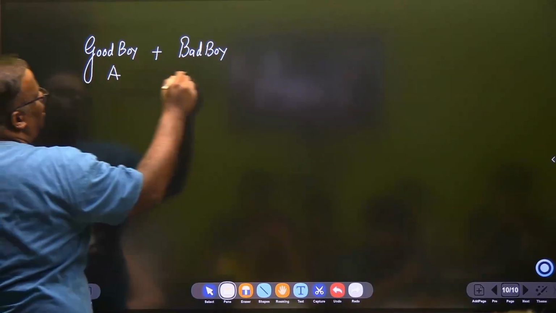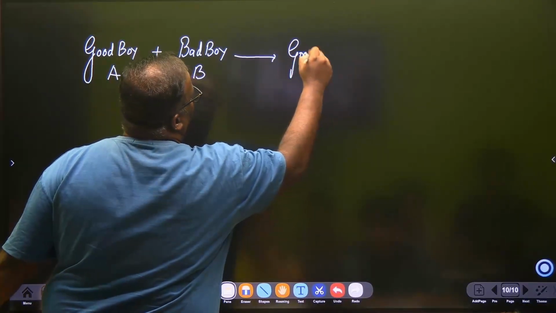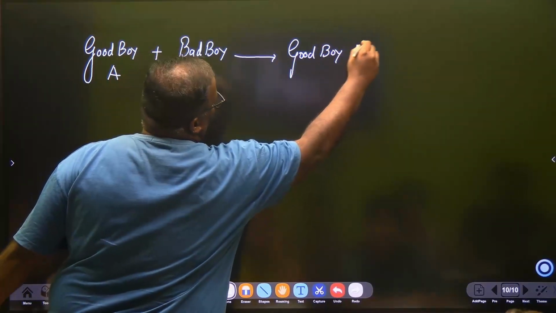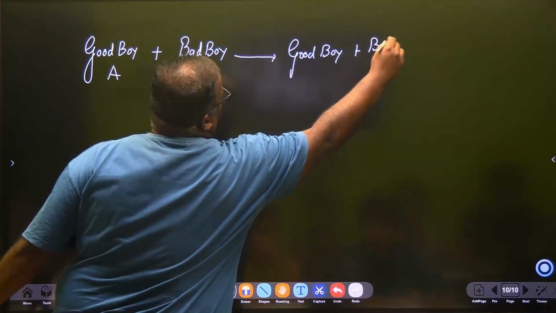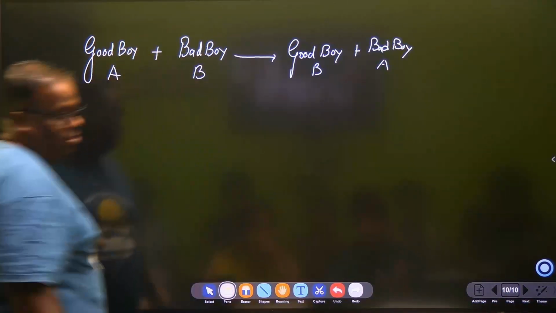A is a good boy, B is a bad boy. After the reaction, we will again have good boy and bad boy. This is the best way to understand. Now, B is a good boy, A is a bad boy.